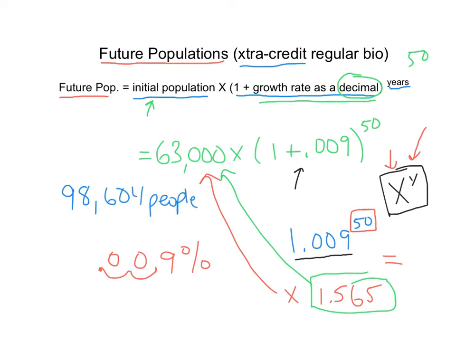Not chimps, not gorillas. 98,604 people.